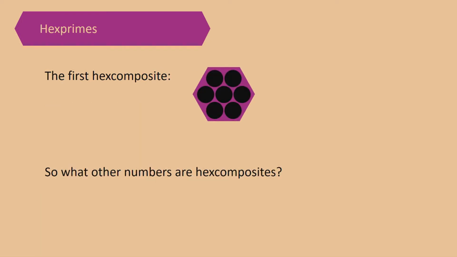And then that gets us to our first hex composite, 7. 7 is a hex composite because you can draw it as this hexagon, which doesn't have 1 for any of the sides. Cool. So now we can start to say, okay, how many other numbers are hexprimes or hex composites? What can we do with this?